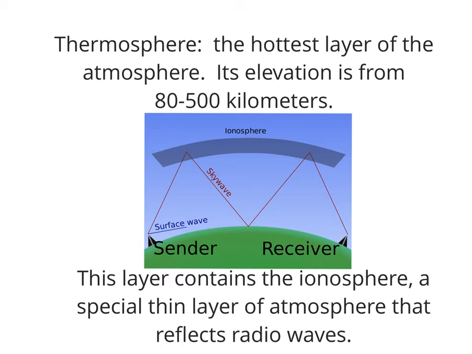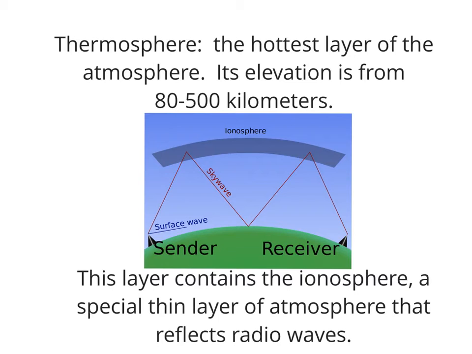The layer above the mesosphere is much bigger than all the other layers. It goes from 80 all the way up to 500 kilometers above Earth's surface. The name of this layer is the thermosphere. It doesn't have very many air molecules, but the ones that it does have are moving very, very fast, which gives it the hottest temperature of all the layers in the atmosphere.